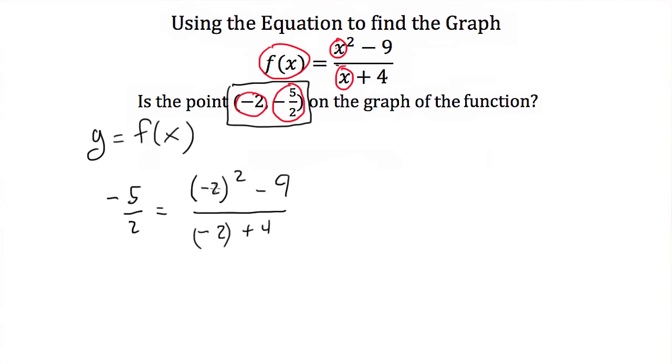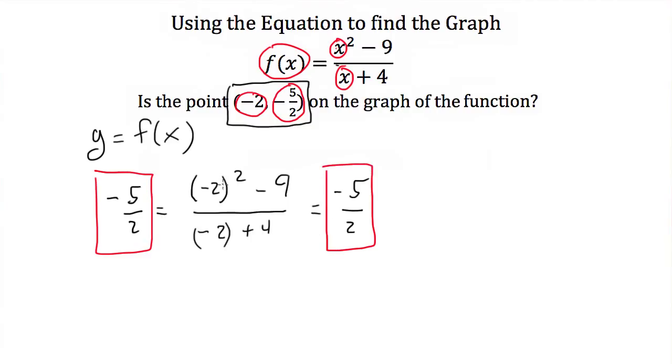Now negative 2 squared is a positive 4, so positive 4 minus 9 is negative 5. Negative 2 plus 4 is a positive 2. So we have negative 5 halves is equal to negative 5 halves, and that makes sense. So we would say yes. This point is on the graph of our function.